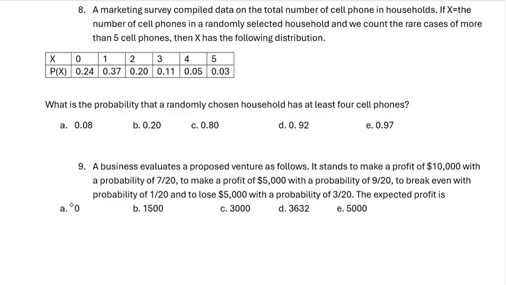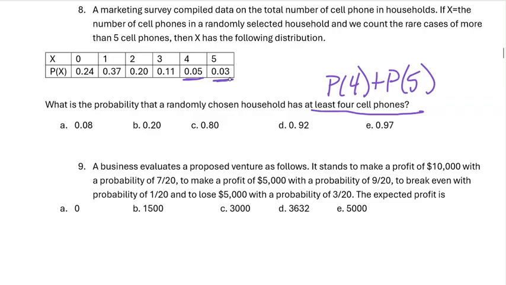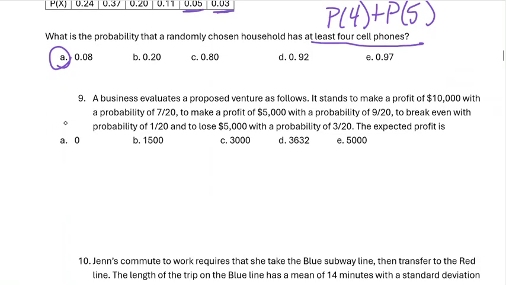Then if these are the probabilities of having a certain number of cell phones in a household, what is the probability that a randomly selected household has at least 4 cell phones? At least 4 means the probability of 4 or the probability of 5. Well, the probability of 4 is 0.05 and the probability of 5 is 0.03. So if we add it, we get 0.08.